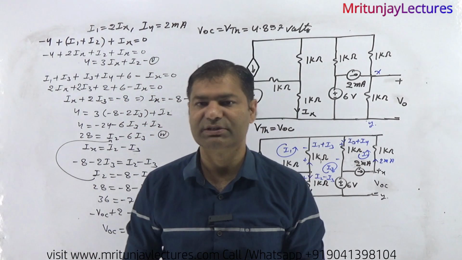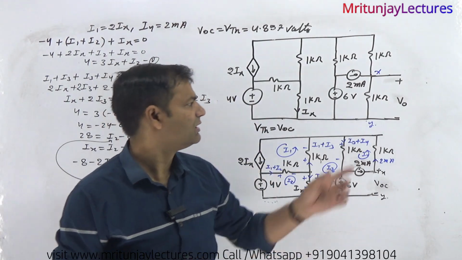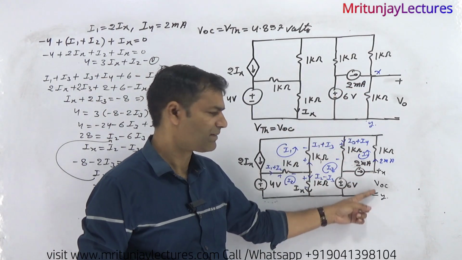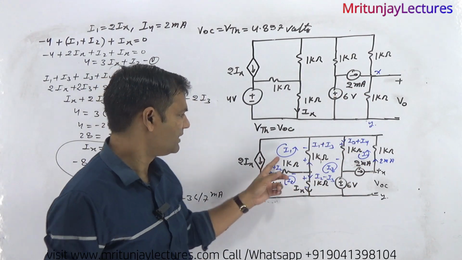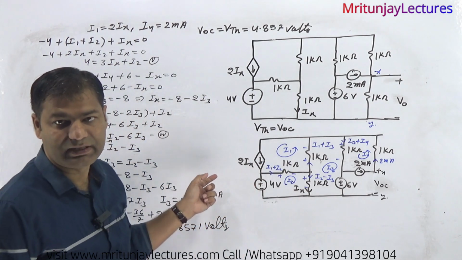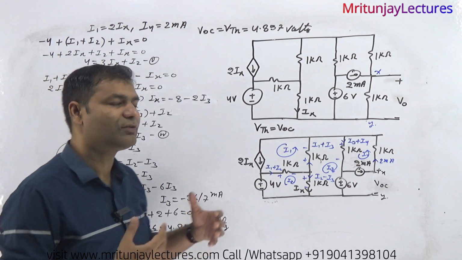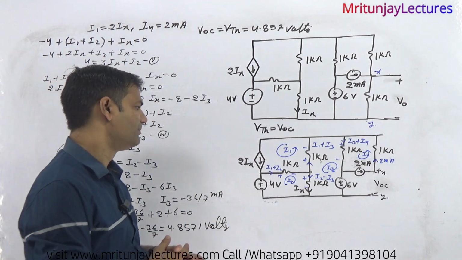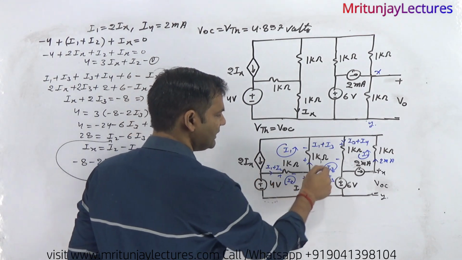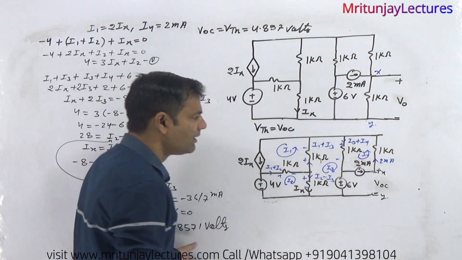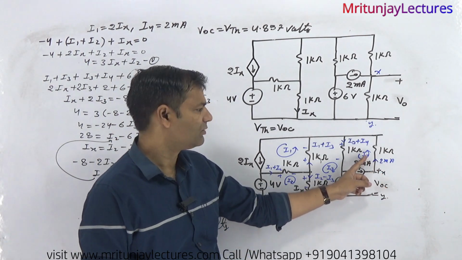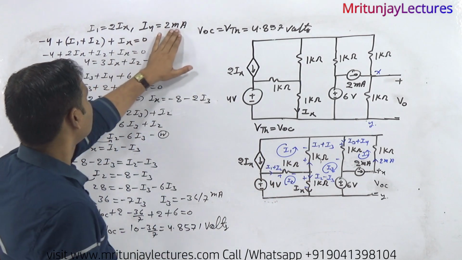How can we determine VTH? VTH means the open circuit voltage corresponding to this load XY terminal. So if this one is an open circuit, we get it like this. We have considered loop analysis because a dependent source is available here; otherwise we could follow a lot of methods. In loop analysis, we have loop current I1, here I2, here I3, here I4. I4 is 2 milliampere; branch current and loop current are the same, so I4 is written as 2 milliampere.